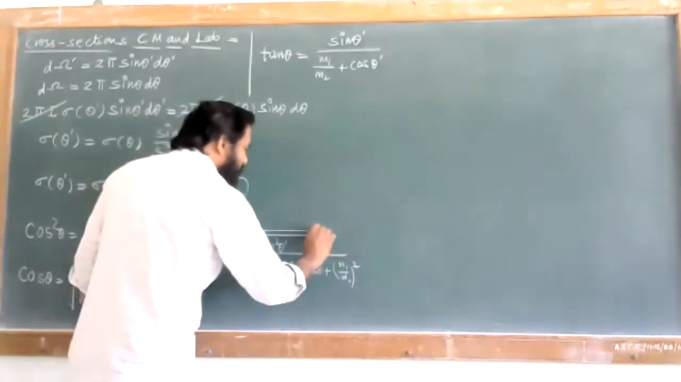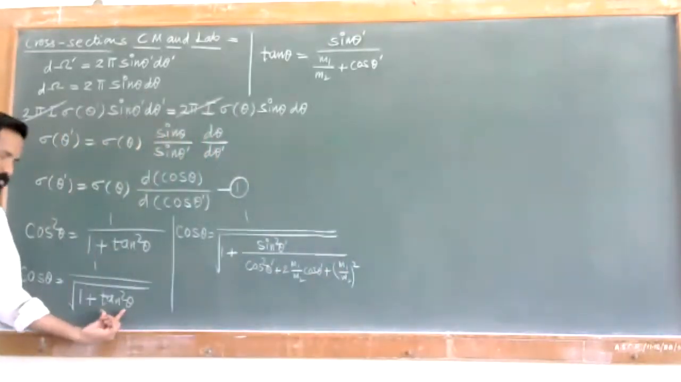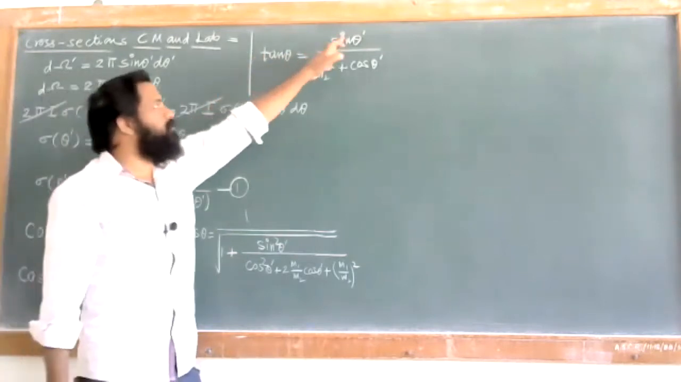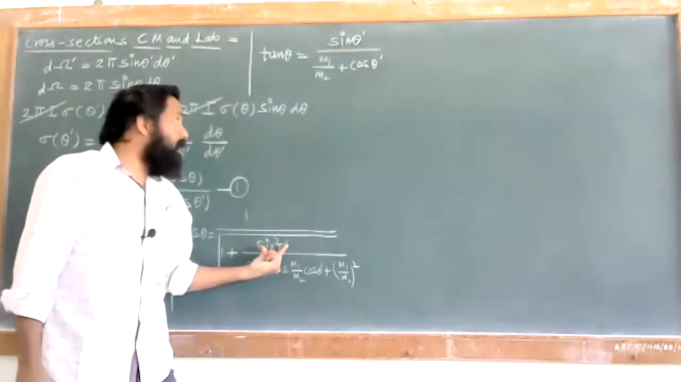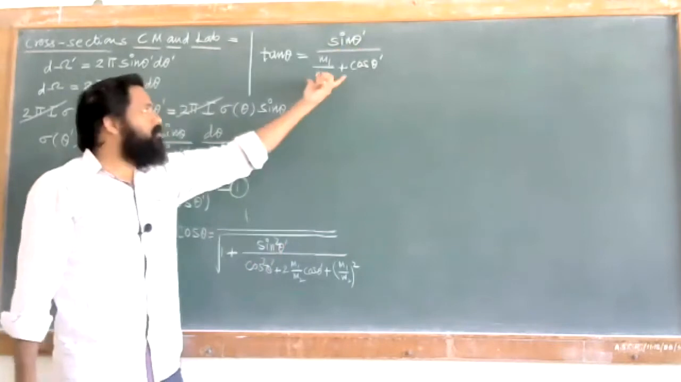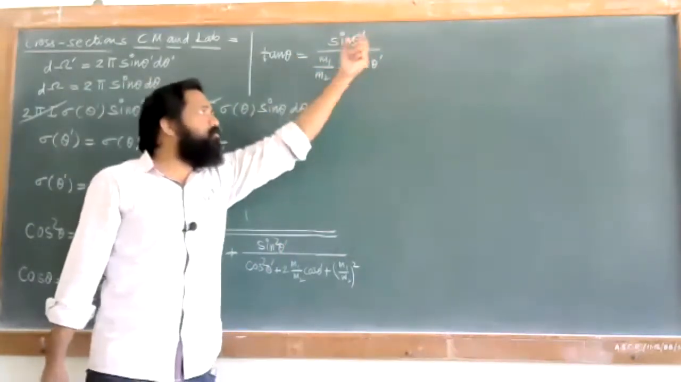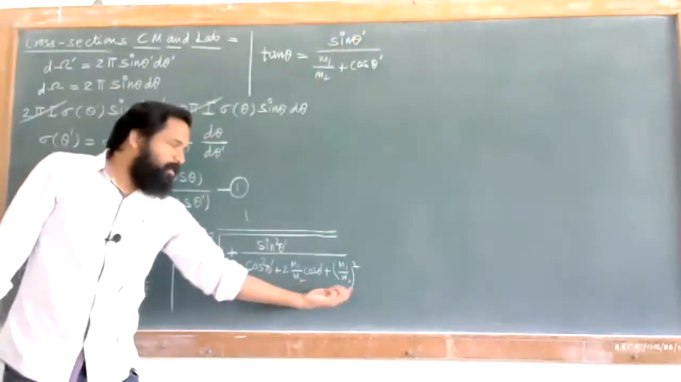Everyone pay attention, here we have to put the value of tan square theta. So tan square theta is the square of this, that is sin square theta dash divided by the square of this term. So (a plus b) square is a square plus twice ab plus b square.